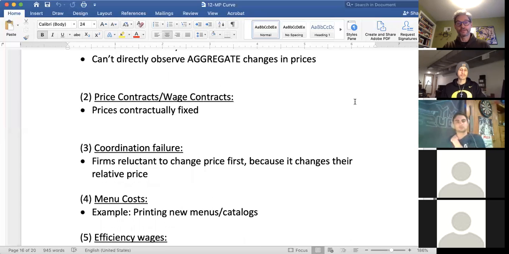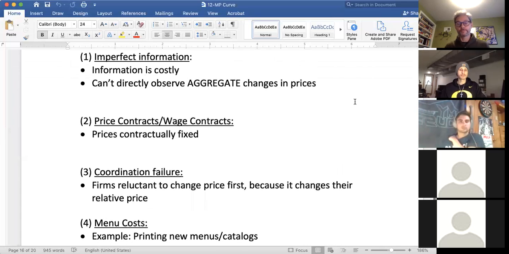Another reason why prices are slow to adjust is price contracts and wage contracts. Many prices and wages are really predetermined, right? So let's say that you own a business and you have a supplier for your business, usually you'll enter into a price contract that sets the price. And so that price is not going to change, right? It's not going to change, at least until you enter into a new contract.